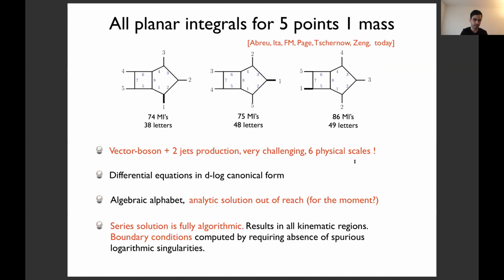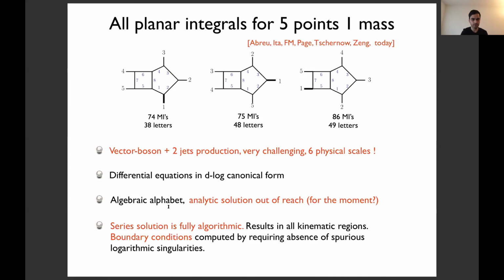So what we did was the following. We first defined our differential equations for a D-log basis, so that the differential equations are much more compact and manageable. However, at least for the moment, an analytic solution for these equations seems to be out of reach. And probably the main reason is that the alphabet of these equations depends on a set of 3 square roots that cannot be rationalized at the same time. So this is a technical complication.